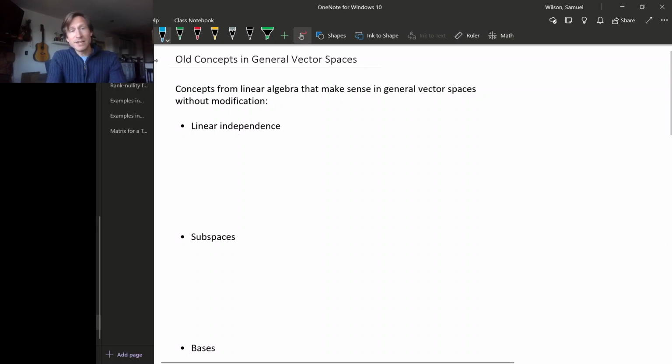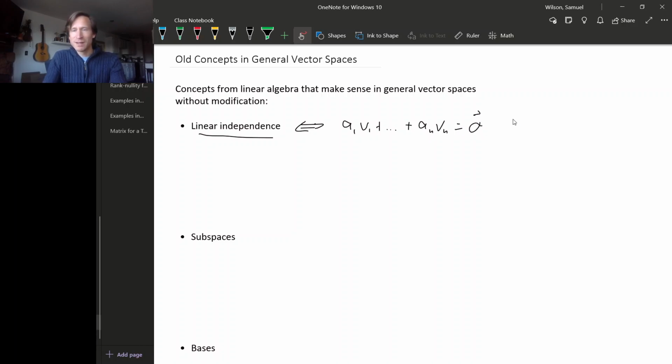We can define linear independence in any vector space. A collection of vectors is linearly independent if and only if the only linear dependence relationship, so only if this equation has only the trivial solution. But this exact same definition works for general vector spaces because all we need to make this definition is vector addition and scalar multiplication.